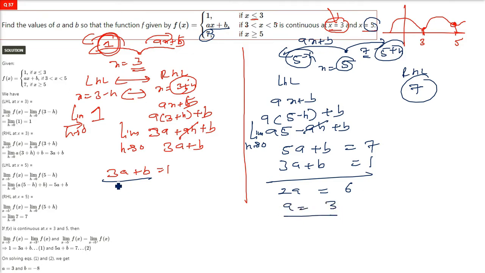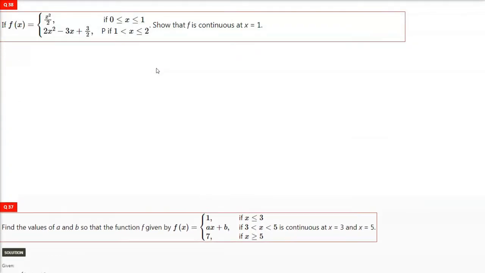Okay. Now just put it here. 3 into 3 plus b equals 1. b is equal to 1 minus 9. It is going to be minus 8, negative 8. A is 3, B is negative 8. This is how you solve this type of question. I hope you'll be able to solve these kind of questions now, because plenty of questions are coming like this.